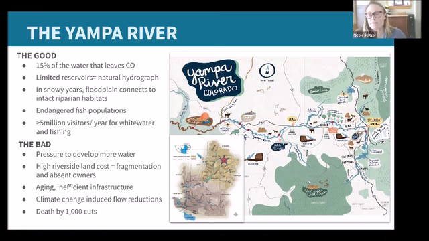The river basin has very limited reservoirs. We only have one large main stem reservoir, and it's actually not that large. It's around 25,000 acre feet. Because of that, we have a very natural hydrograph. We are a snowmelt dominated system with water coming out of the Continental Divide and the Flat Top Mountains, so we have big high peak flows and very low base flows, like in a naturally derived system. In snowy years and big runoff years, the floodplain still does connect to areas of intact riparian habitat. And we're really dominated by agriculture and ranching landscapes up here.